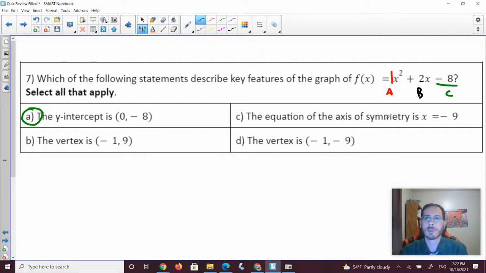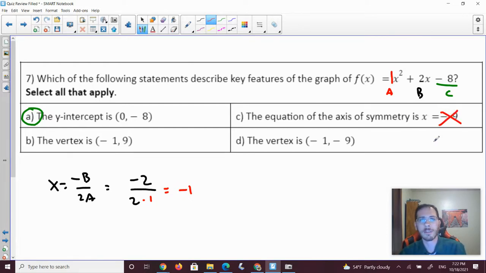For axis of symmetry, we're going to use the same equation as the last one. X equals negative B over 2A. So we get negative 2 over 2 times 1, which is negative 1. So I know this is not right because I got negative 1, not negative 9. These two both look promising. So the vertex is either negative 1, 9 or negative 1, negative 9, or possibly neither. But they both look promising. I can't get rid of either of the two options.